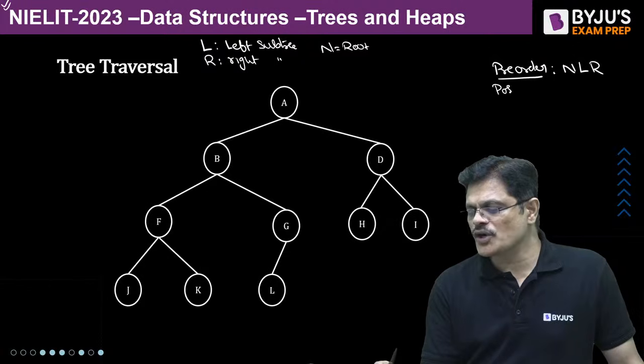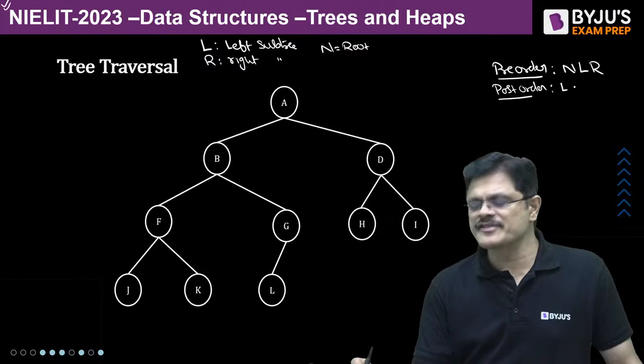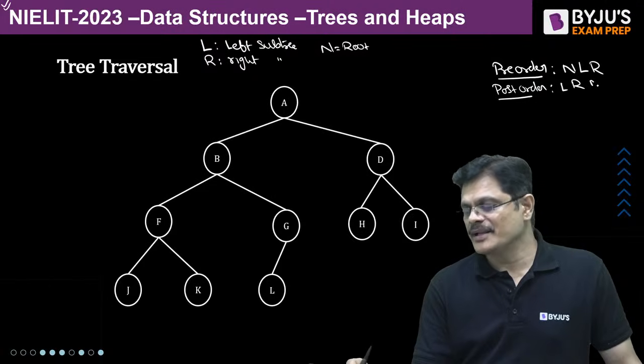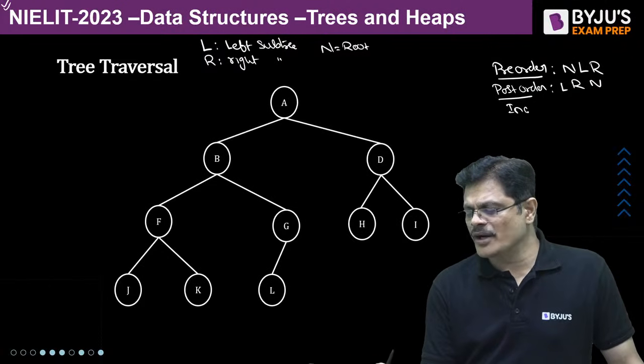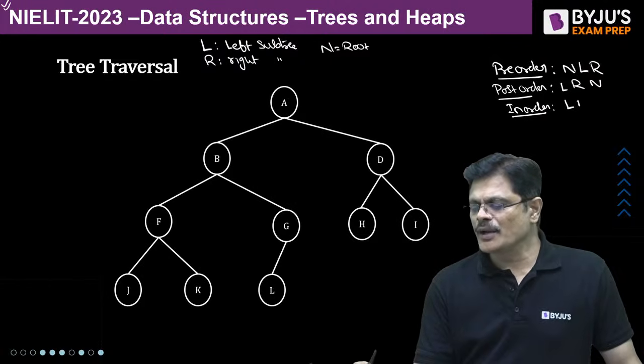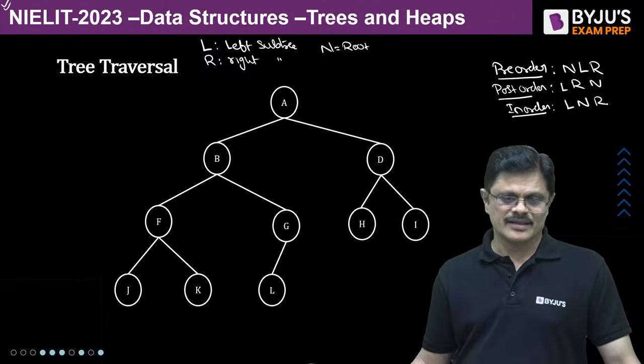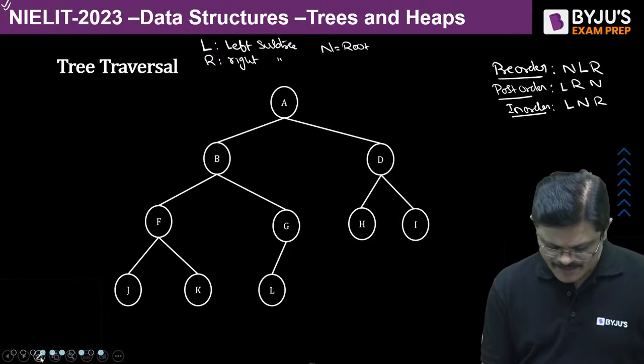And when it is post-order, in post-order, first the left subtree, then the right subtree, then the root. And when it is in-order traversal, in the in-order traversal, the root node is visited between the left and right subtrees. So that is the tree traversal, my dear friends.